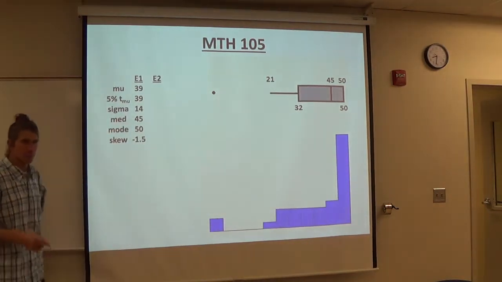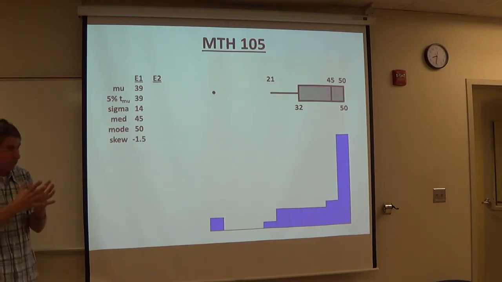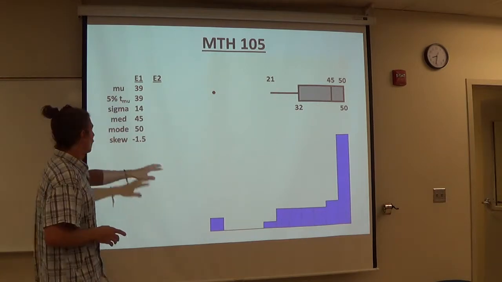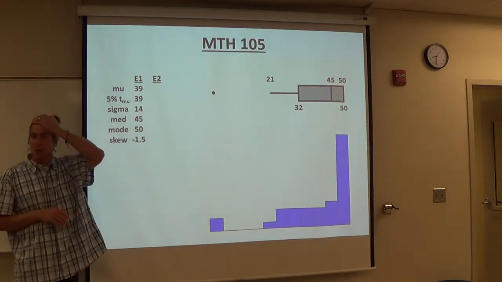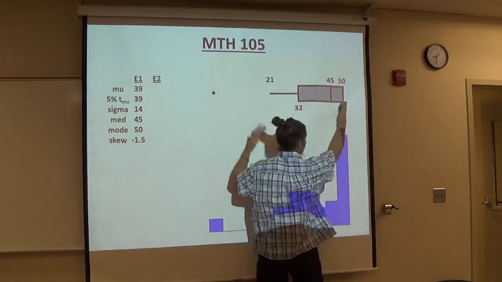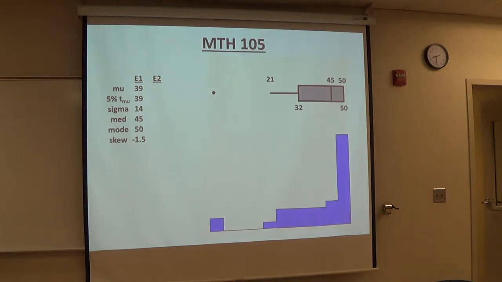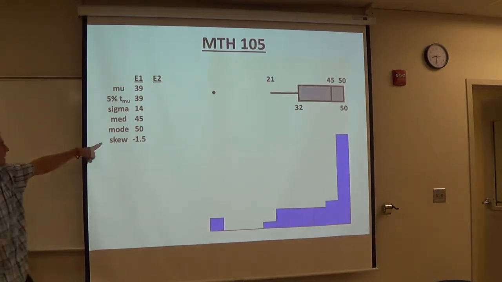Sigma is an interesting number. It's one of the ones I want to spend a lot of time on in here with you guys. That's a measure of how spread out things are. When sigma is big, it means the data points are all spread out. When sigma is small, it means they're very close together. 14 is pretty normal for an exam. And you can see there's quite a bit of spread. I mean, well, hell, 0 to 50, that's pretty much the entire thing. You can't get much further than 0 to 50. So there's quite a bit of spread happening. And we'll talk more about sigma later on. Skew, we'll talk about that too later on.